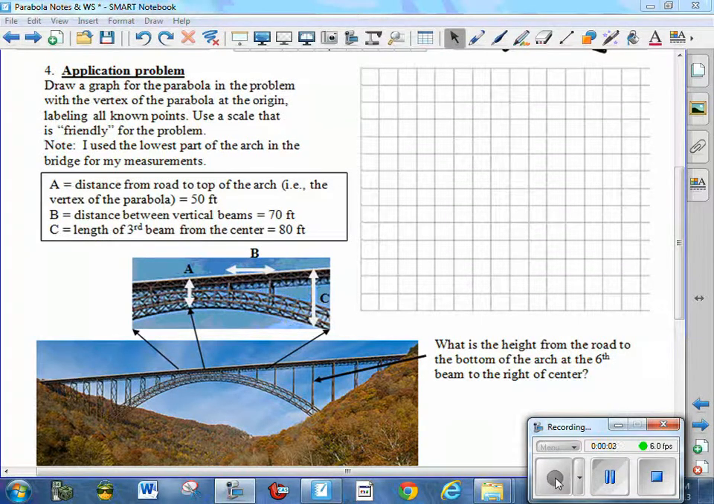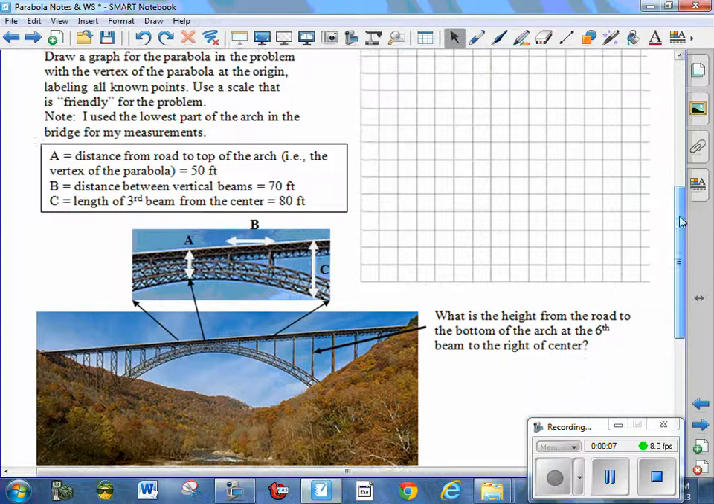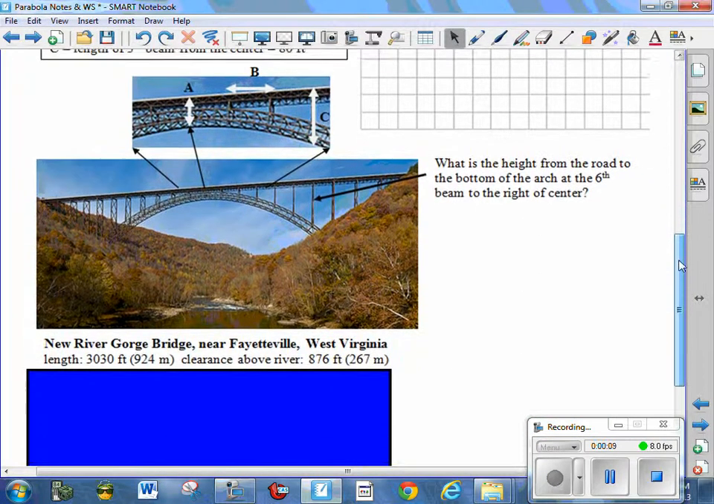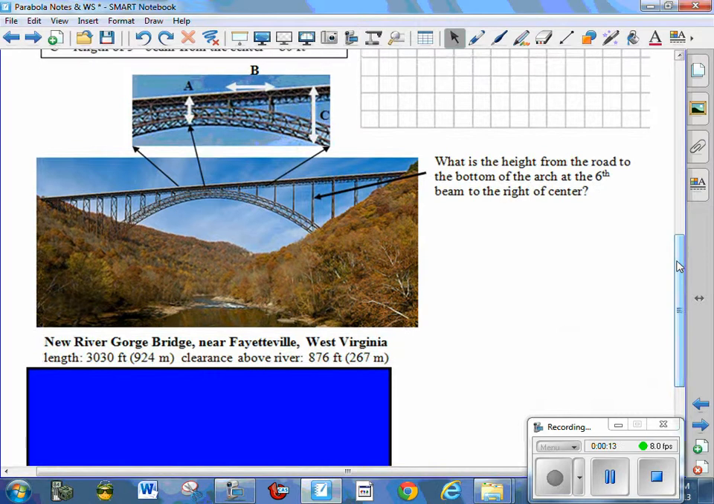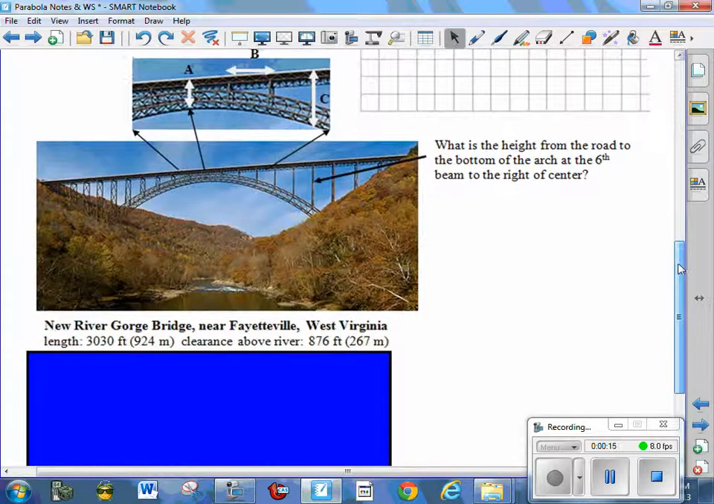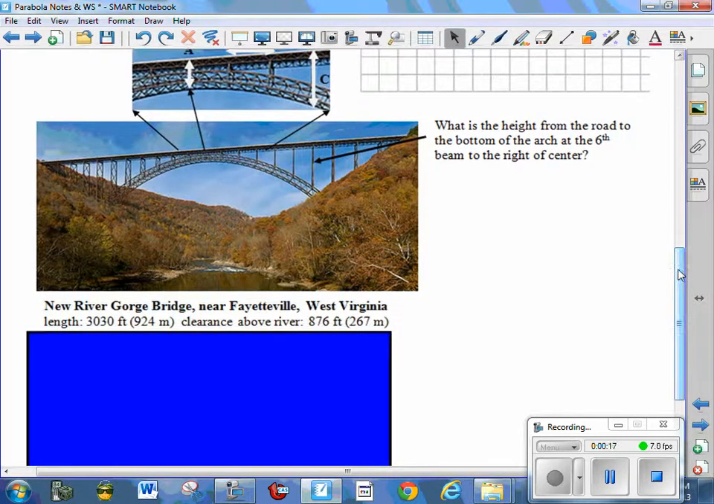Now for the fun stuff, an application problem. And this application problem involves a real bridge over the New River in West Virginia. Our family went whitewater rafting a couple of times. In both cases, I think we were on the New River, went under this bridge, drove over it. Pretty cool bridge. And this bridge has a parabolic arch in it.